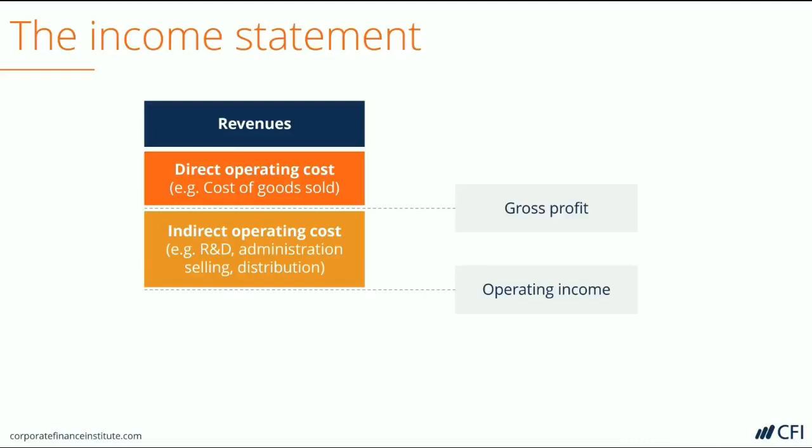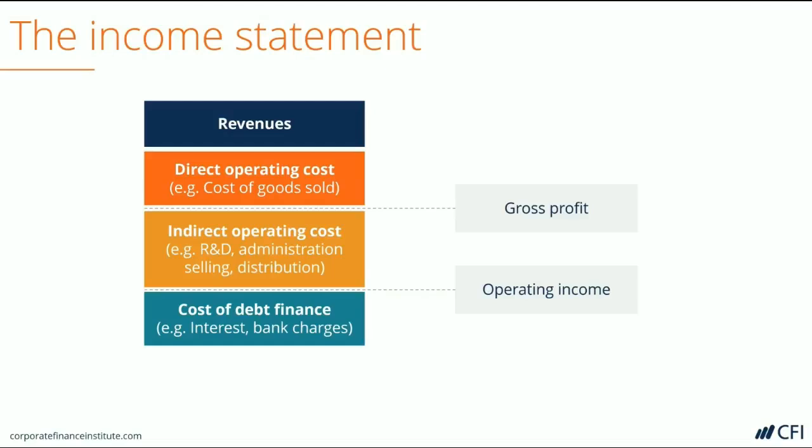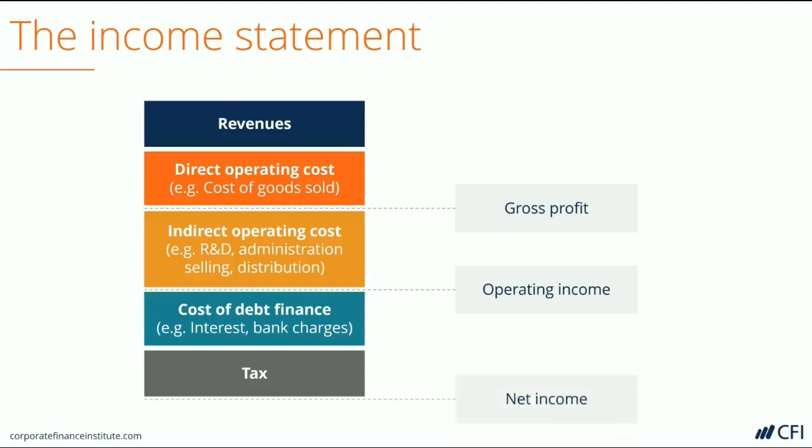Below the operating income line on the income statement, we can then deduct the cost of debt financing. This includes interest expense and bank charges. After deducting the cost of debt finance, there is often another subtotal for earnings before tax. Below that, taxes are deducted, and finally, we arrive at net income, the bottom line. Net income can also be called net earnings or net profit. This is the bottom line of the income statement, which then feeds into the retained earnings account on the balance sheet.